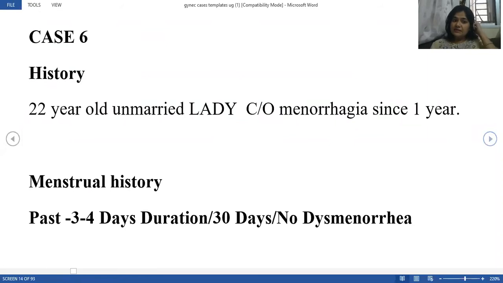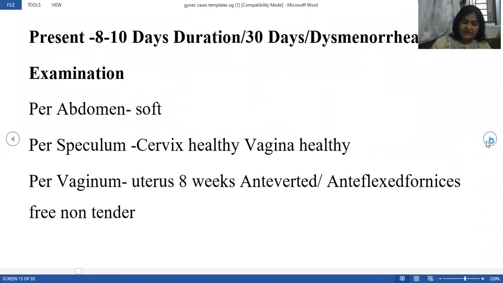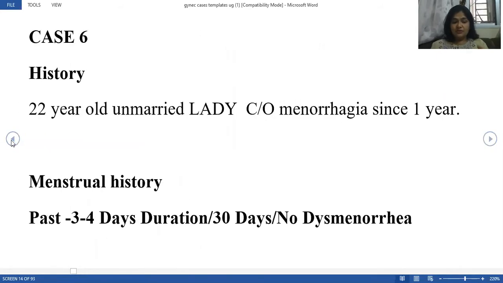So the next case is a 22-year-old unmarried lady complaining of menorrhagia since last 1 year. The past menstrual history is 3 to 4 days duration, and it comes every 30 days, and there is no history of any dysmenorrhea. But presently, the duration has increased to 8 to 10 days, and it comes every 30 days, and there is history of dysmenorrhea. Right? Now look at the age of the patient. This patient is now 22-year-old and she is unmarried. Right?